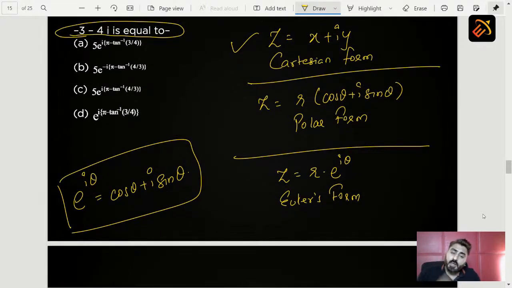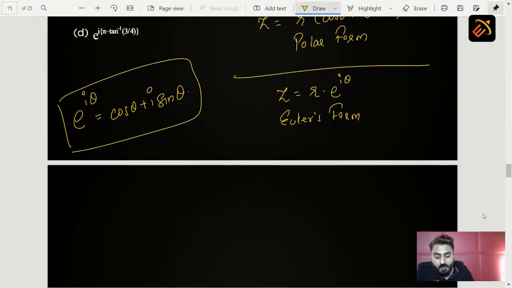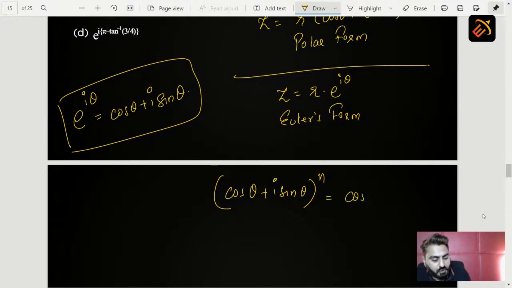नाउ रिमेंबर वन मोर फॉर्म और वन मोर थ्योरम व्हिच इज De Moivre's theorem. एंड De Moivre's theorem क्या कहता है? इट इज बेसिकली (cos theta प्लस i sin theta) होल रेज टू n अगर दिया है, then it is equal to cos of n theta plus i sine of n theta. So this is nothing but your De Moivre's theorem. So based on this, you will have to solve this MCQ.